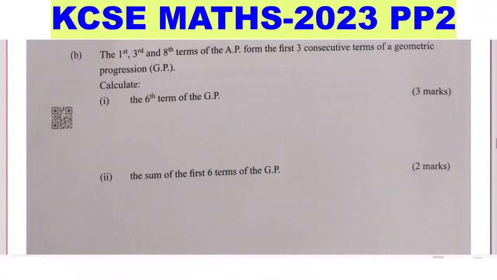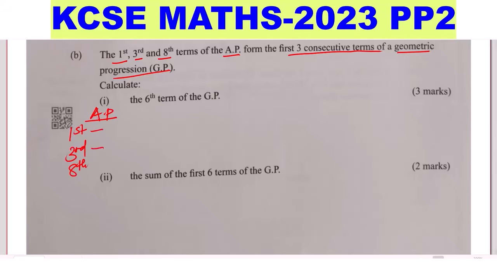Part B. The first, the third, and the eighth terms of the AP form the first 3 consecutive terms of a geometric progression. Calculate 1, the 6th term of the GP. So you have the first, the third. So let us write, this one is for the AP. So the first, the third, and the 8th.